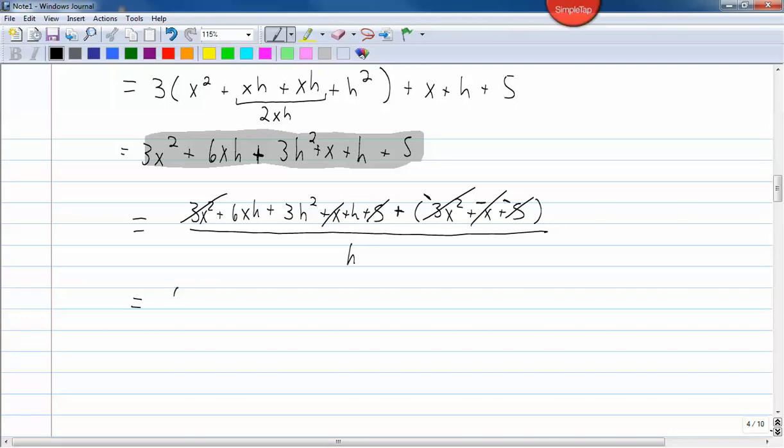That leaves me with 6xh plus 3h squared. Right, that's my numerator. My denominator is h. Now, again, do not try to cancel out like this. Don't try to do that, because you have to have a product up top in the numerator to cancel out.